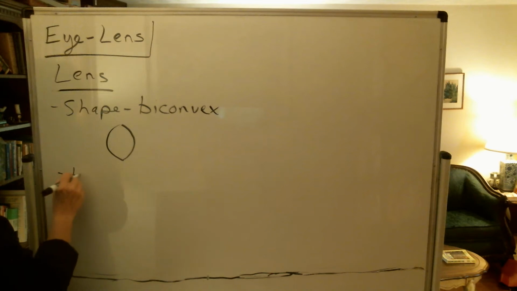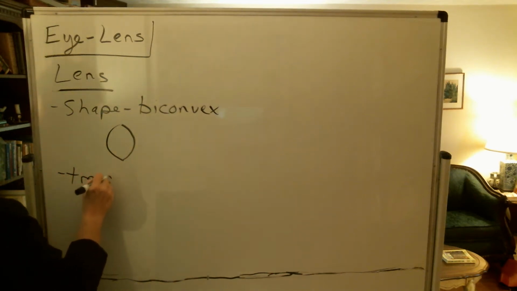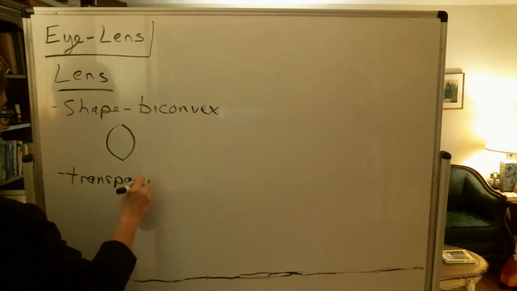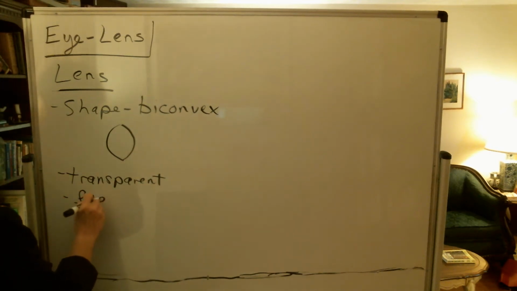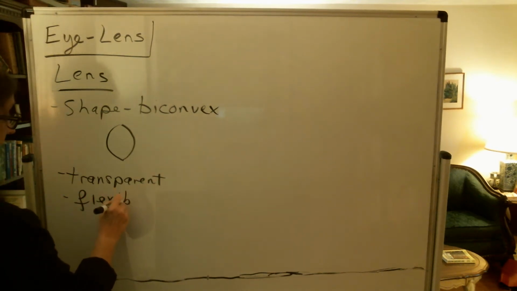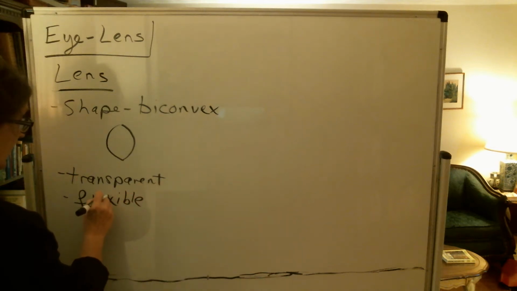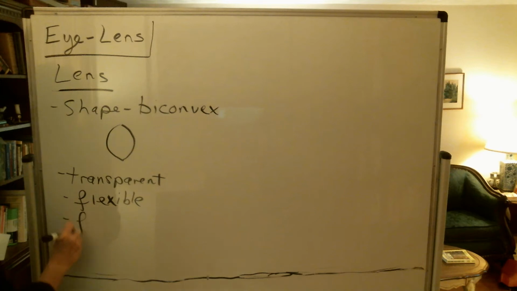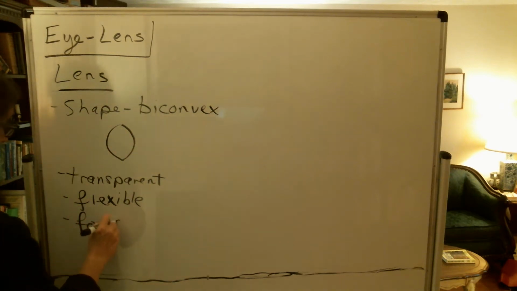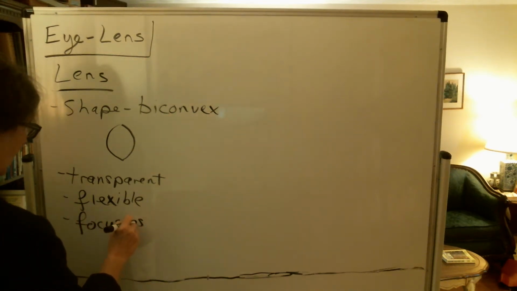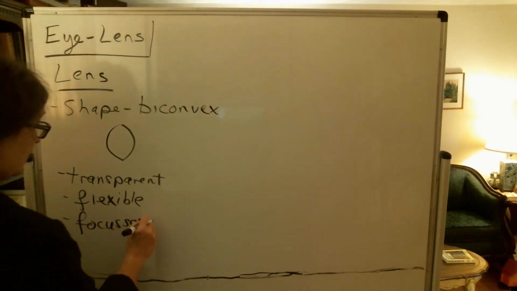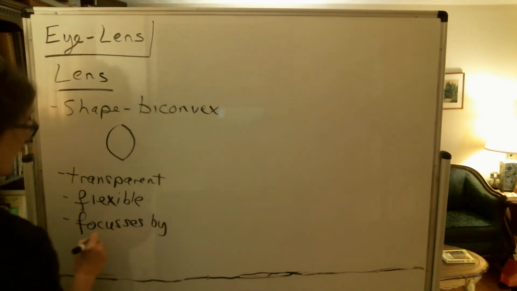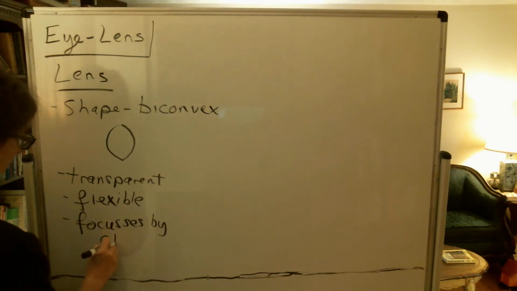The lens is transparent. It is flexible. It actually has a sort of a rubbery feel to it. It focuses the light in your eye, and it does this by changing shape.